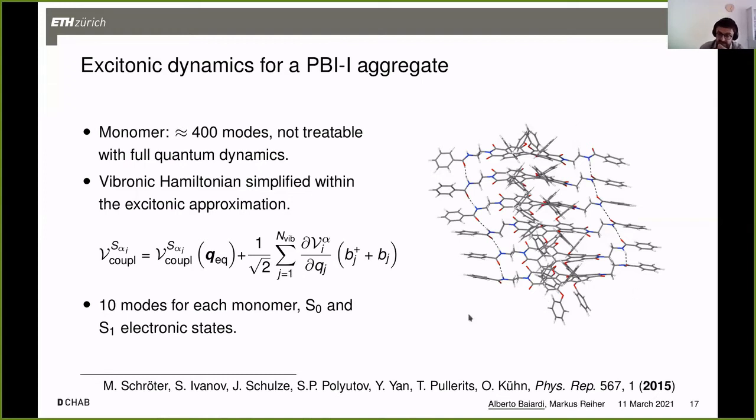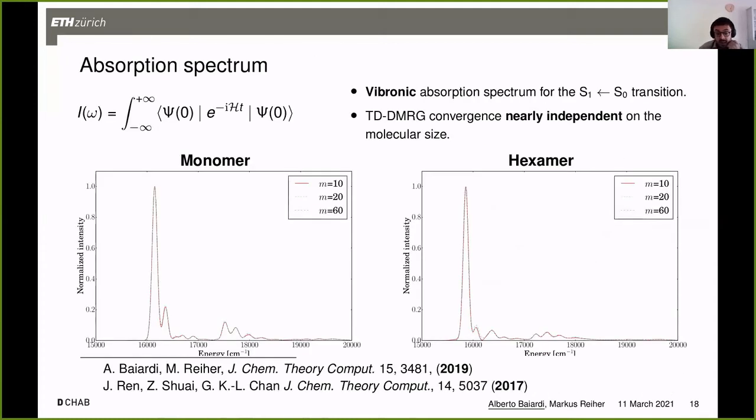As a test system, we use this molecular aggregate, which we approximated, of course, with the excitonic approximation, but still the resulting vibronic Hamiltonian includes more than 70 degrees of freedom. So it's challenging and, among the state-of-the-art approaches, can be targeted mainly with the multi-layer extension of MCTDH. And here are some results regarding absorption spectra. As you see, the convergence of absorption spectra is rather fast with the bond dimension.